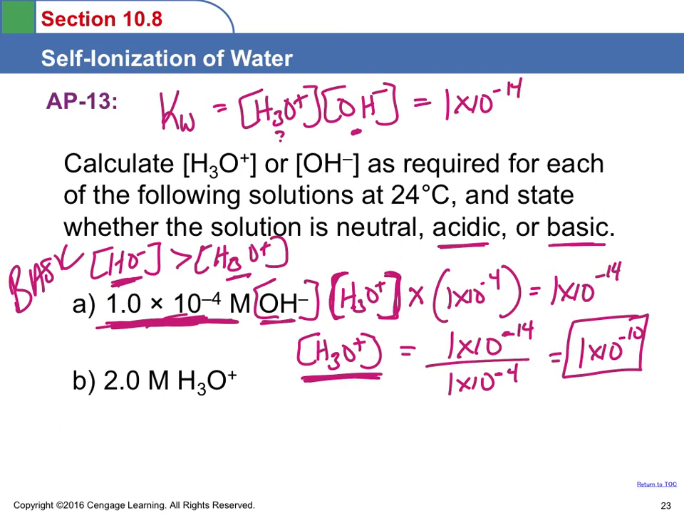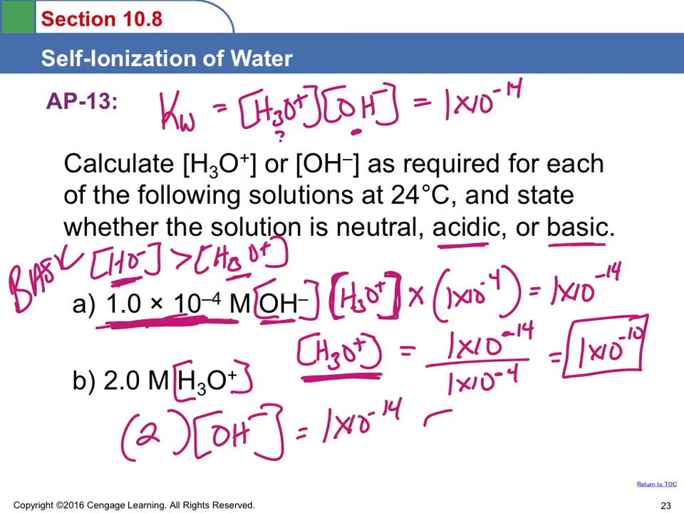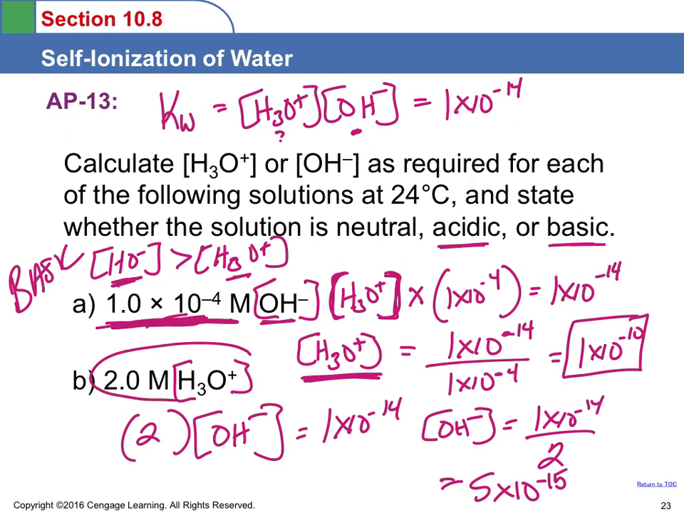Next one, I know hydronium concentration, and I'm looking for hydroxide. So the 2 times the hydroxide concentration has to be equal to 1 times 10 to the negative 14th. So hydroxide is going to be equal to 1 times 10 to the negative 14th divided by 2. That is equal to 5 times 10 to the negative 15th. So the 2 for H3O+ is much bigger than the 5 times 10 to the negative 15th for the hydroxide. So this one is going to be acidic.